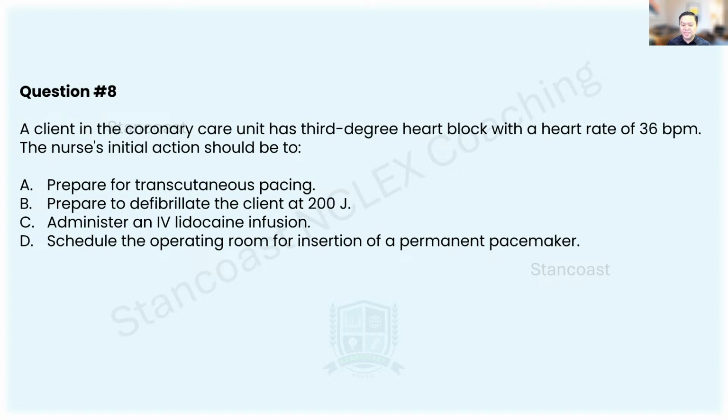Let me repeat. A client in the coronary care unit has third-degree heart block with a heart rate of 36 beats per minute. The nurse's initial action should be to A. Prepare for transcutaneous pacing. B. Prepare to defibrillate the client at 200 joules. C. Administer an IV lidocaine infusion. And D. Schedule the operating room for insertion of a permanent pacemaker. Your answer?